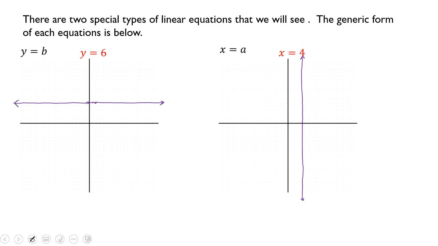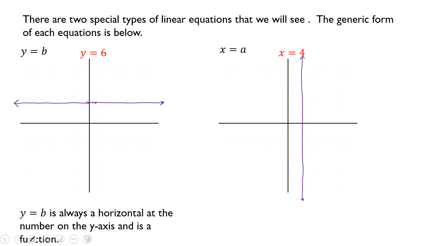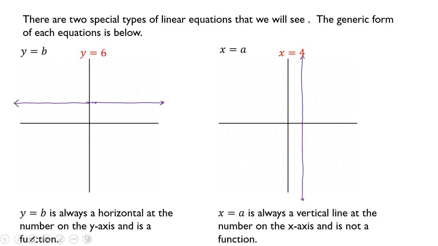If it's y equals a number, it's a horizontal line at that number. And it's always going to be a function because it satisfies our function rule that there's only one value of y for every value of x. It's the same value for y, but there's only one value for y. X equals a is always a vertical line, but this is not a function because there's only one value of x, but we can have every value of y. So that is not a function when you start talking about whether they are functions or not. So those are the two special types of linear equations, the horizontal and the vertical line.